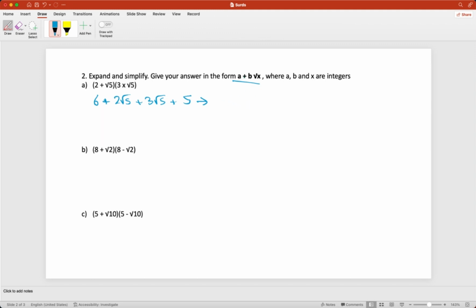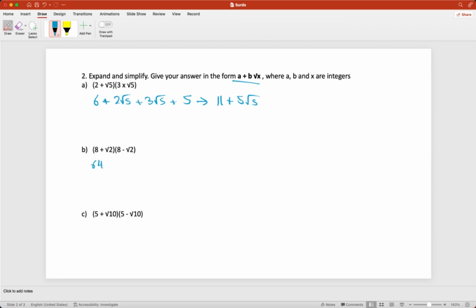Now you simplify that and try to put it in this form, a plus b square root x. You're gonna have a few questions like this, so try to keep it in this form. 6 plus 5 is 11, so 11 plus 5 square root 5. There you go. Next question.